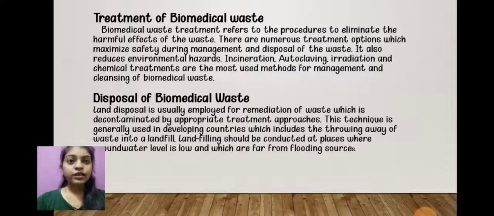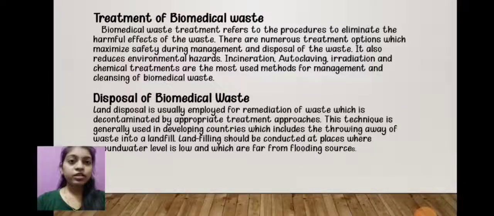Treatment of biomedical waste. Biomedical waste treatment refers to the procedures to eliminate the harmful effects of the waste. There are numerous treatment options which maximize safety during the management and disposal of the waste. It also reduces environmental hazards. Incineration, autoclaving, irradiation, and chemical treatments are the most used methods for management and cleansing of biomedical waste.